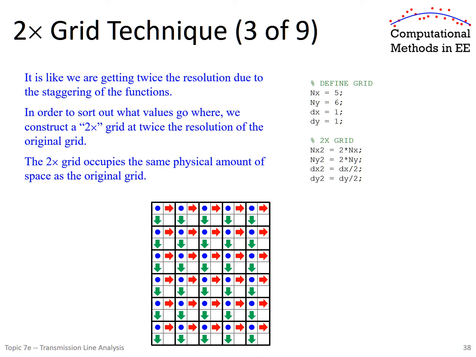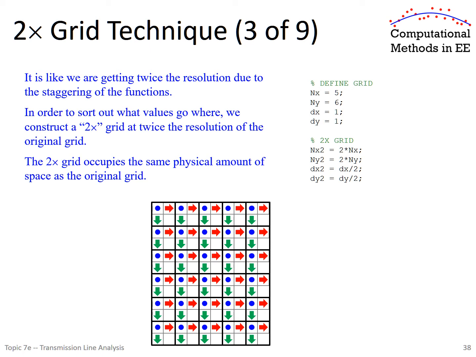So notice, due to the placement of our fields, it's kind of like we're getting twice the resolution on our grid. And in fact, if we describe the same physical amount of space but with twice as many points, so we bisect all of our cells and create a grid with twice as many points, we can see that those field components actually fall exactly on this grid that has twice as many points. This is our 2x grid.